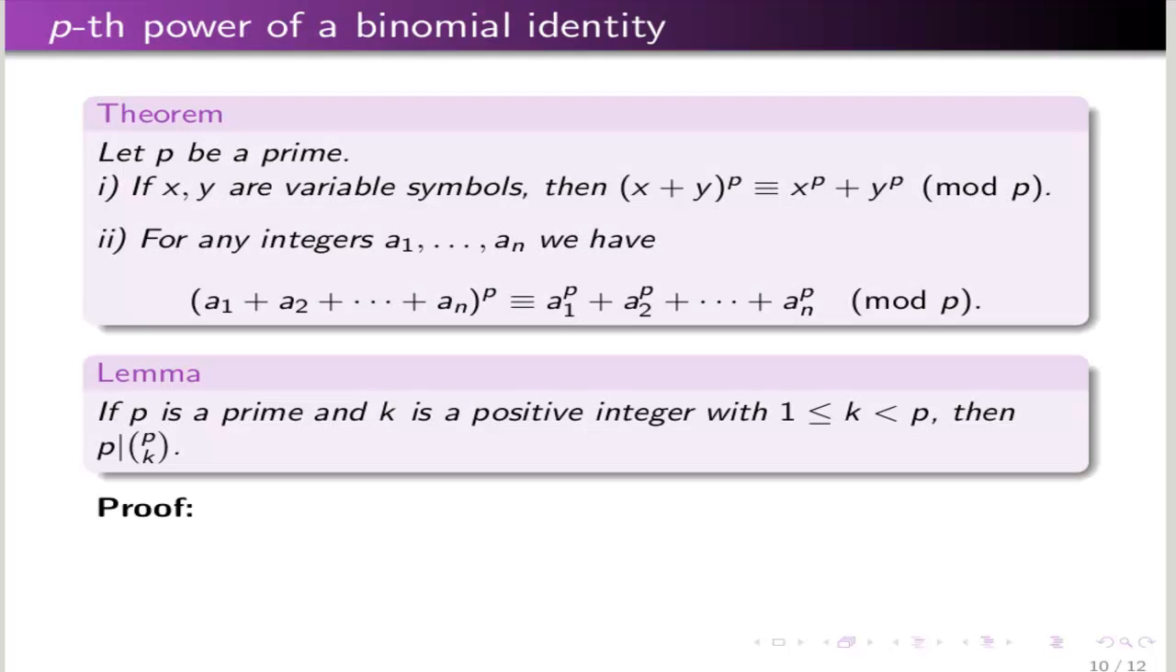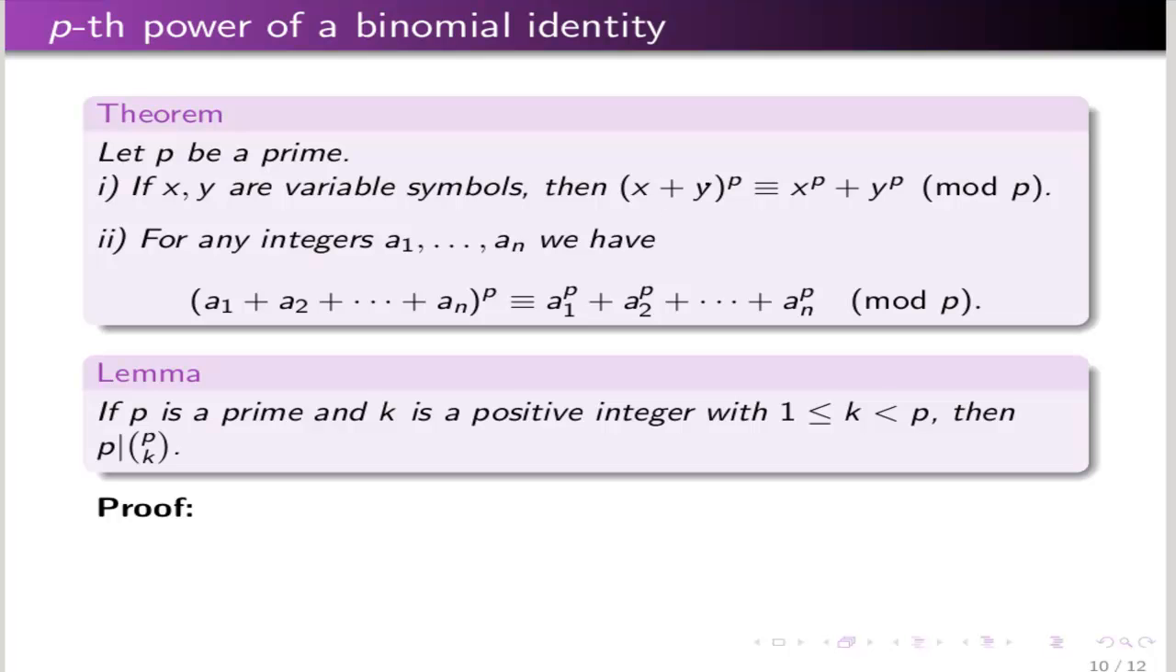I want to give you another way to prove Fermat's little theorem, and it's going to follow from the pth power binomial identity, which says the following. If x and y are variables, then (x plus y) to the pth power is congruent to x to the p plus y to the p mod p. So in particular, you could plug in any two integers for x and y, and that would be a true statement. So it's kind of like a dream theorem for beginning algebra students.